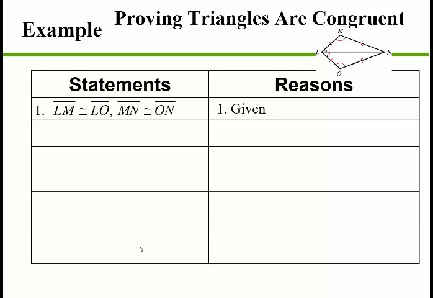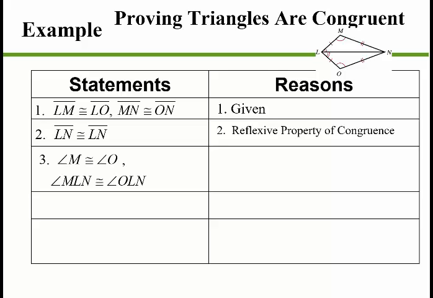So I'll start with what's given. All right, that LM is congruent to LO and MN is congruent to ON. The next thing I'm going to do is say that segment LN is congruent to segment LN. All right, and that's the reflexive property of congruence. So that's just saying that that third side of each triangle, two separate triangles, is congruent. Next, I'm going to say that the measure of angle M is equal to the measure of angle O, and the measure of angle MLN is congruent to the measure of angle OLN, and those were given.